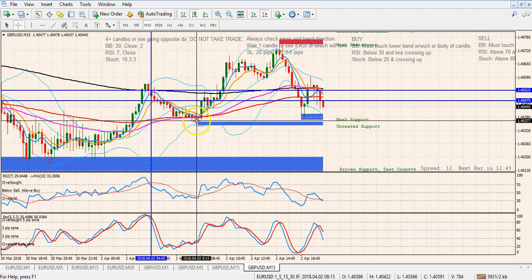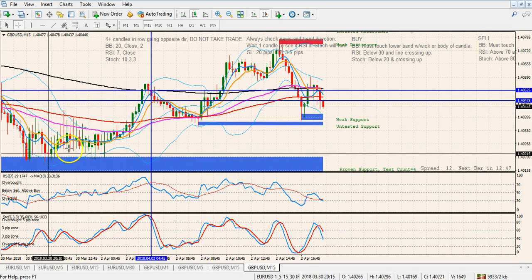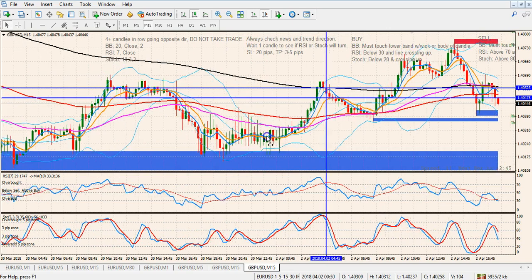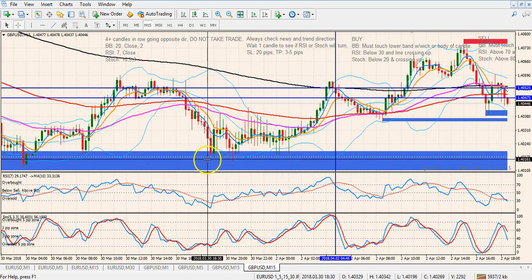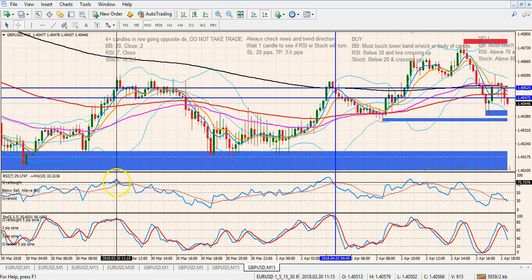There. We looked at this sell. I showed you how to do that sell. Buy is the exact same thing. Look at here. Now let's look at this one. Your RSI starts down here.